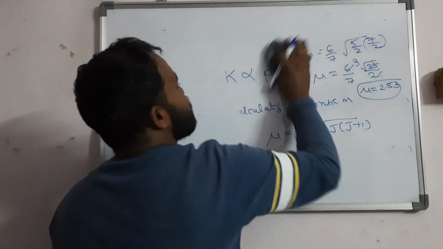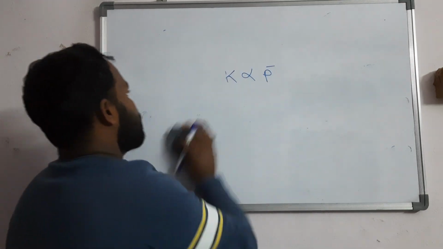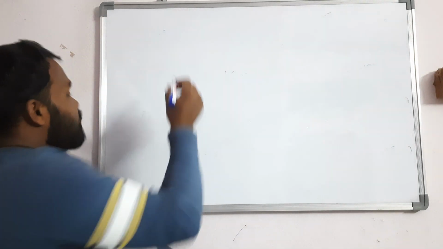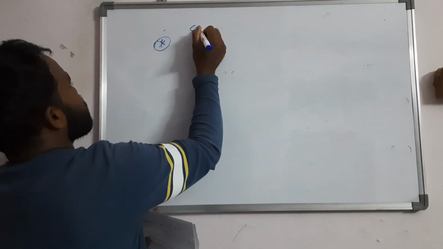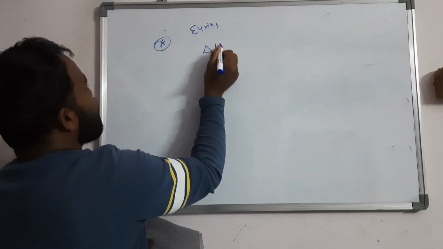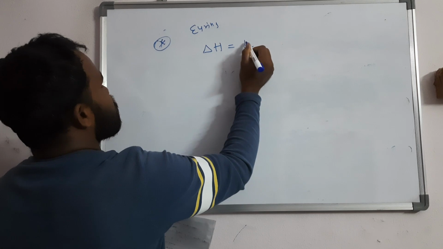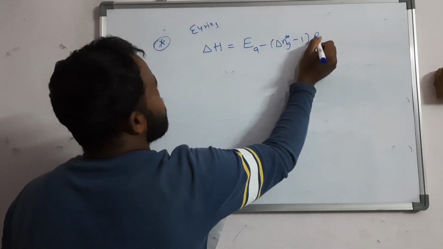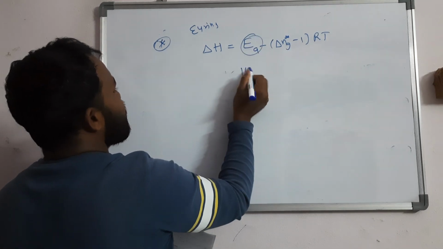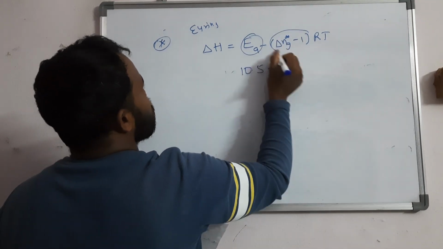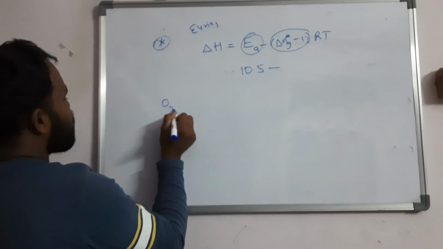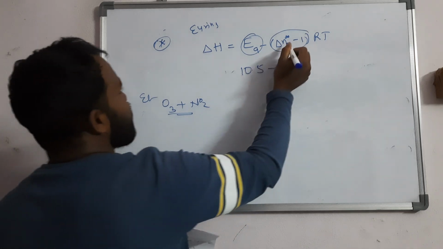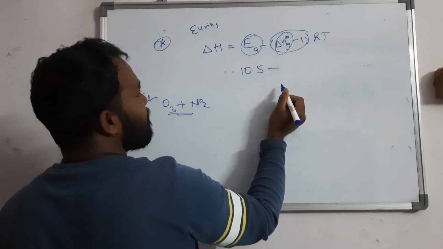Next question. They asked from the Eyring equation, right? What is that? Delta H is equal to Ea minus delta n g minus 1 into RT. This is the formula. The value they gave is 10.5 something. They gave a bimolecular reaction, O3 plus NO2. This is an elementary reaction, a bimolecular reaction. For a bimolecular reaction, delta n is minus 1.